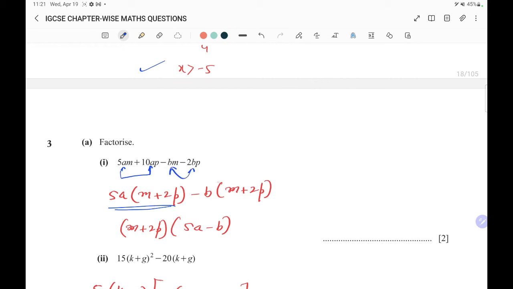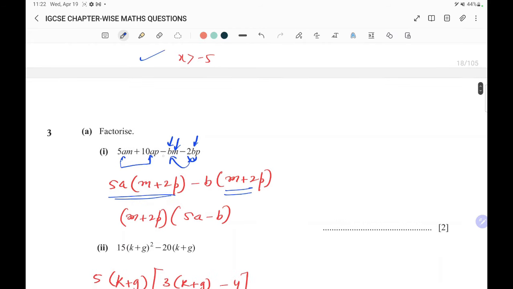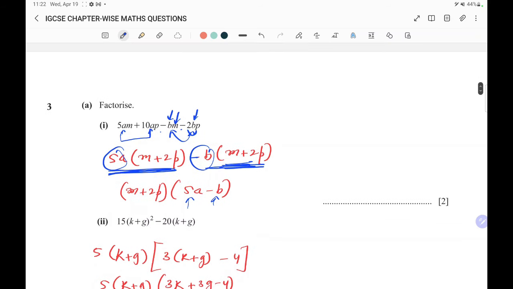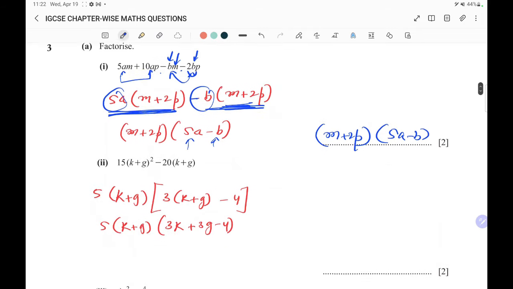Now out of these you can take minus common, as well as this b and this b. You can take this b common, so minus b will be here. Now m and 2p will be left, so m plus 2p will be here, and since minus we have taken common, so it should be plus. Now if you observe between these two, you can check m plus 2p and m plus 2p. m plus 2p you can take common. Now 5a will be left, and minus b will be left here. So (m plus 2p) bracket (5a minus b). This will be the factorization.